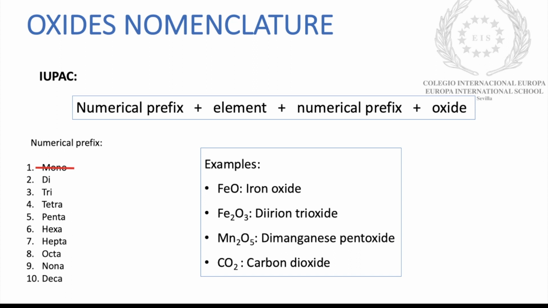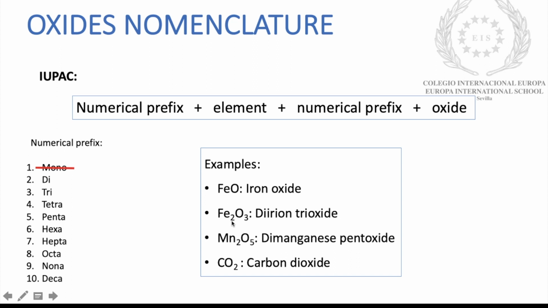So, for example, this formula here, let's see the rule. First of all, numerical prefix, mono, in this case is 1. We need to use mono, but what happens? Mono is not used, so we don't use anything. Then element, first of all, what is the first element? Iron. Then numerical prefix 1. Mono is not used, so again, the word oxide. Iron oxide.